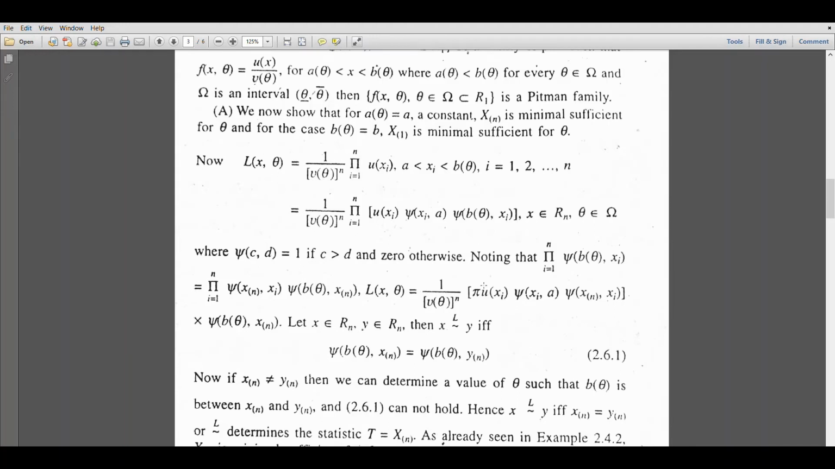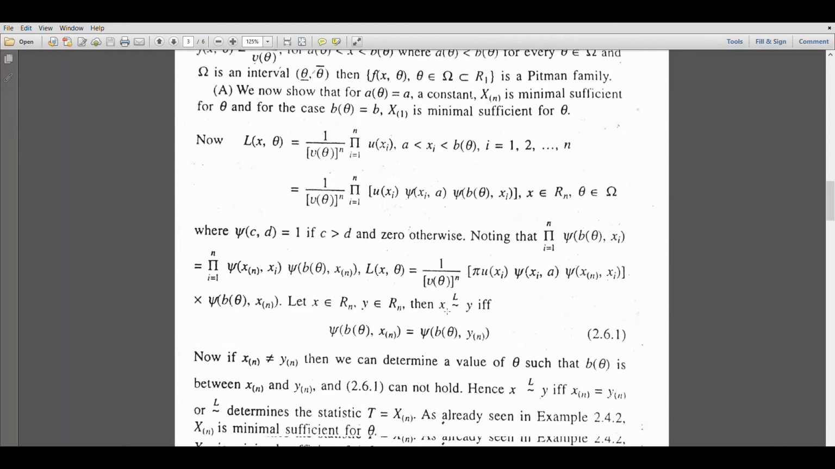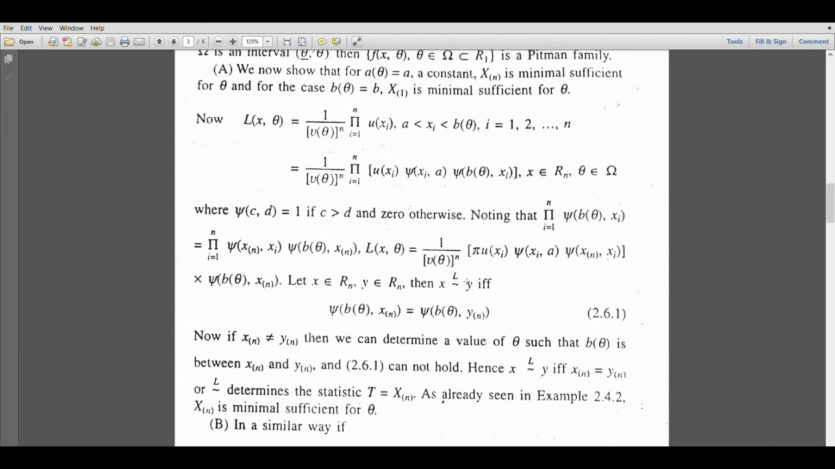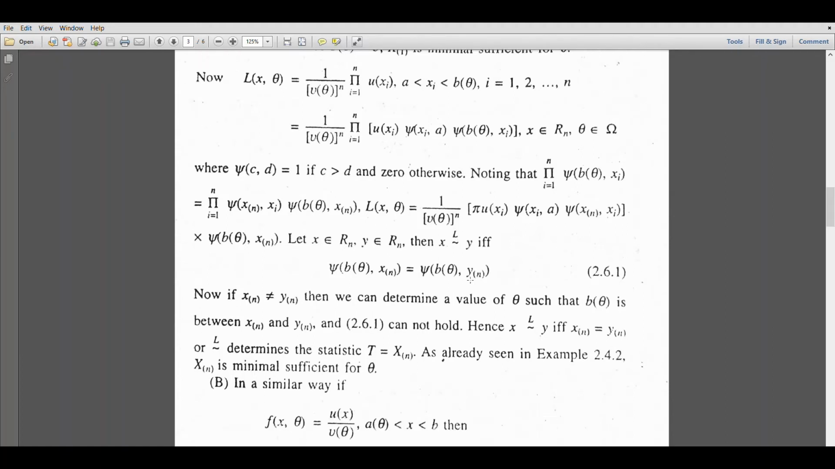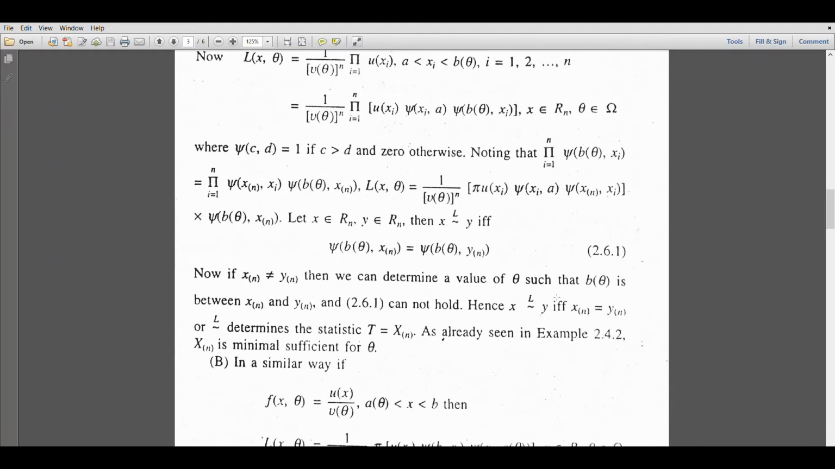You can see the remaining steps, and here we are finding the minimal sufficient statistic using likelihood equivalence, and finally we can see that the minimal sufficient statistic is equal to the maximum order statistic Xn. The maximum order statistic, or the nth order statistic Xn, is the minimal sufficient statistic for theta when the lower limit a(theta) is a constant.